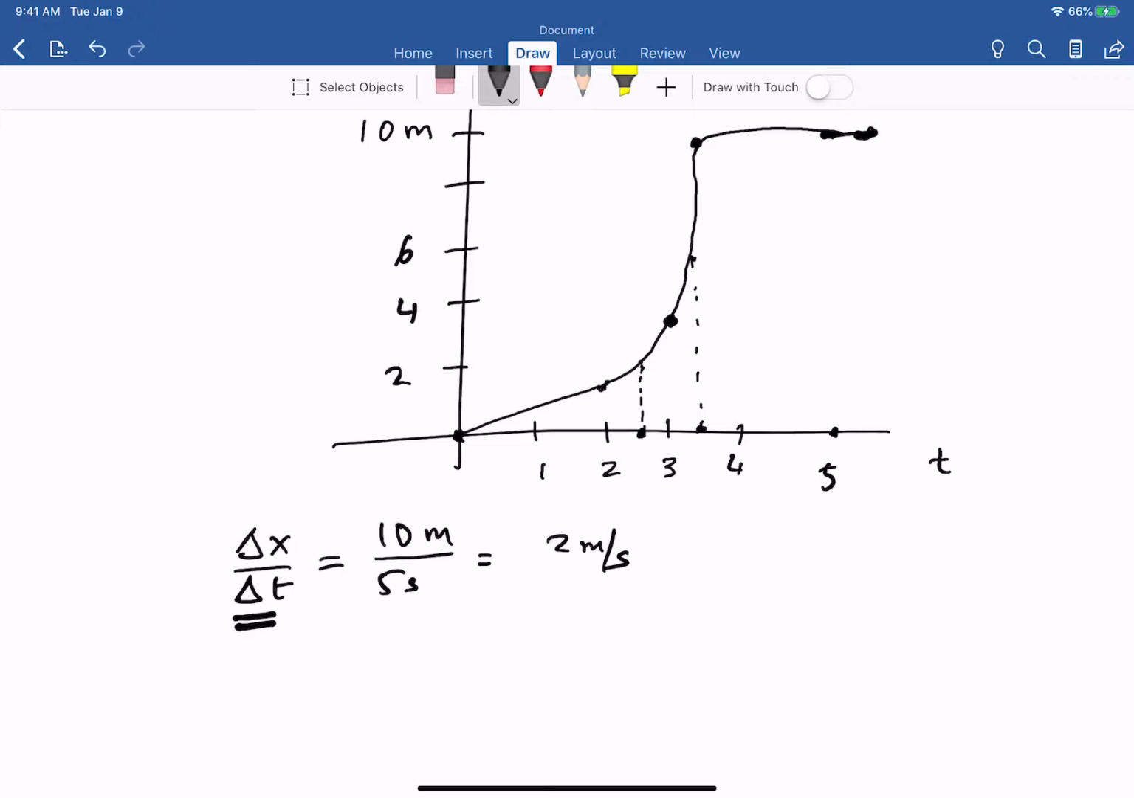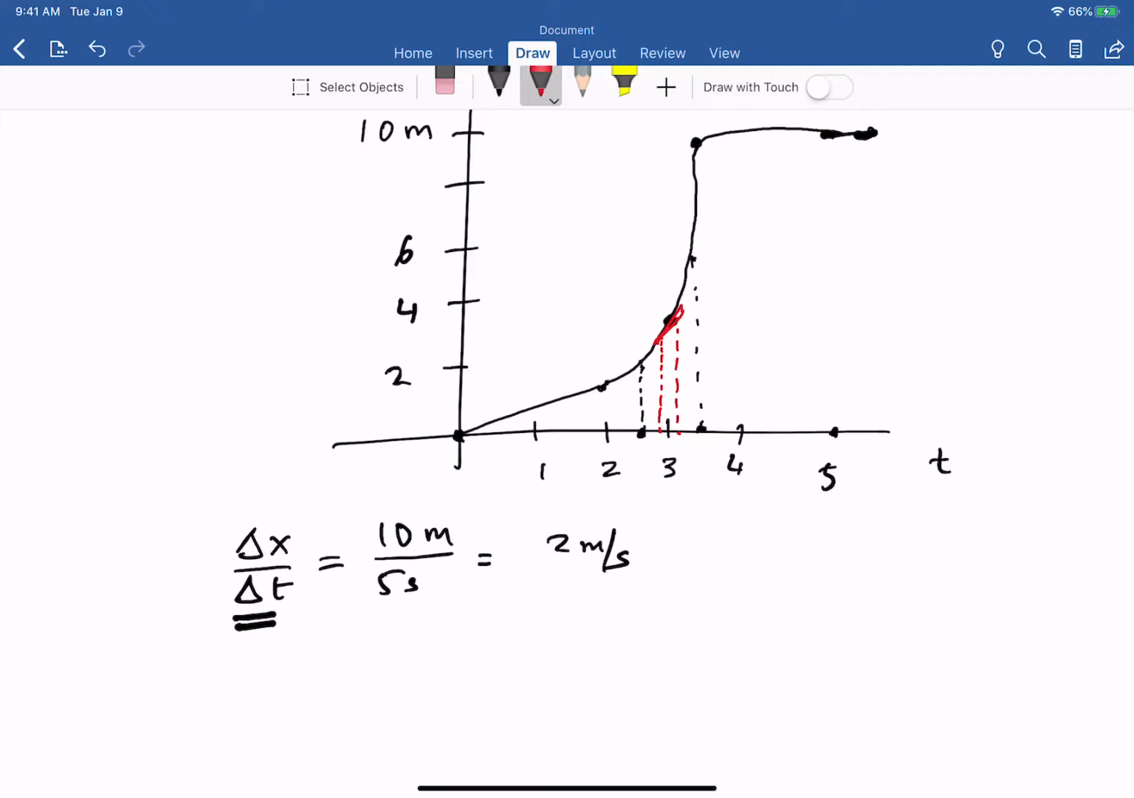So how could we do better? We could shrink this interval even further and consider a much smaller interval from maybe 2.9 seconds to 3.1 seconds. In that case, we would get this slope, which is a much better approximation, right?